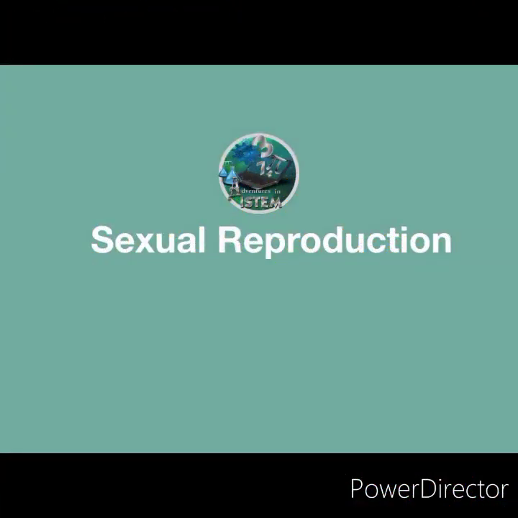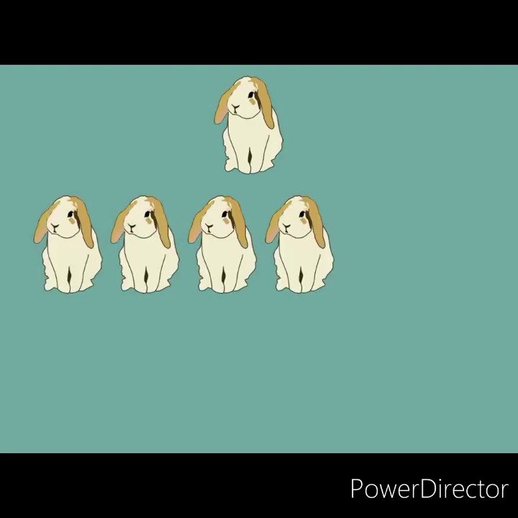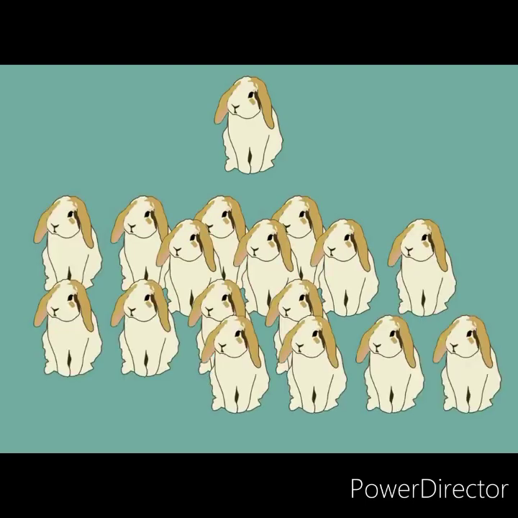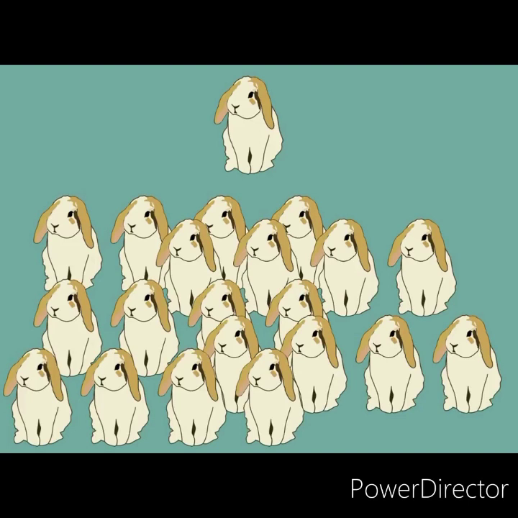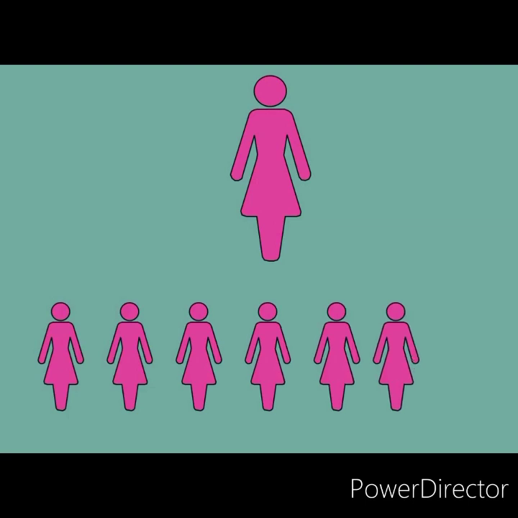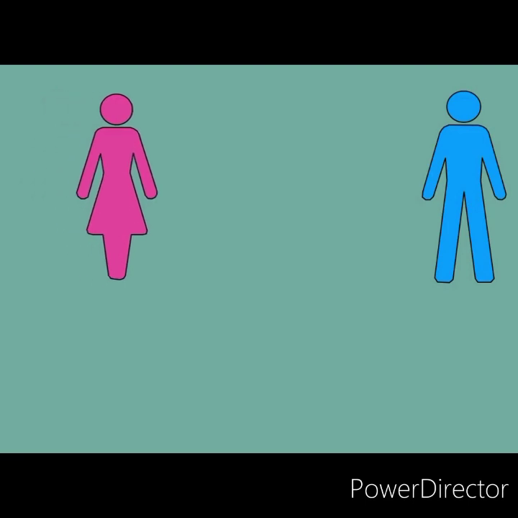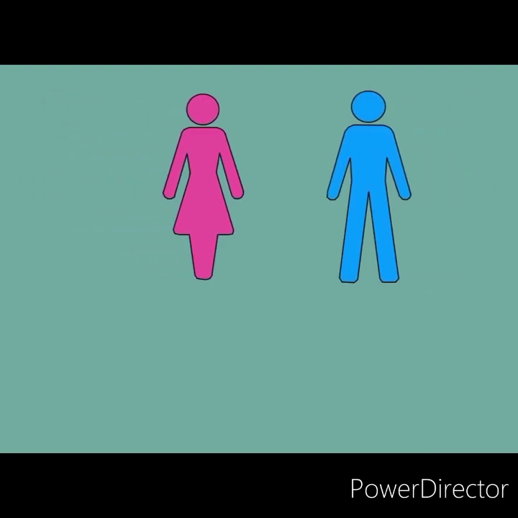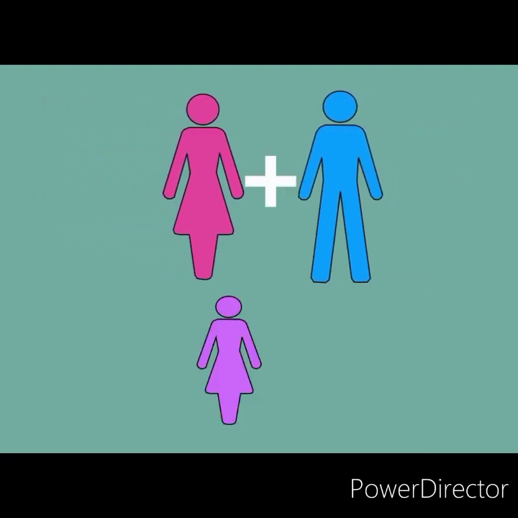Let's start with sexual reproduction. Organisms reproduce to pass on their genetic information and increase the population. Some reproduce through asexual reproduction, which requires only one parent. Others reproduce through sexual reproduction, requiring two parents. Now we will focus on sexual reproduction, on how it works, its advantages and disadvantages.